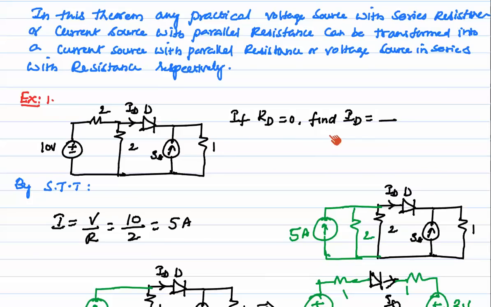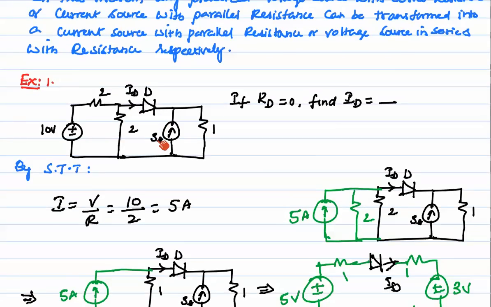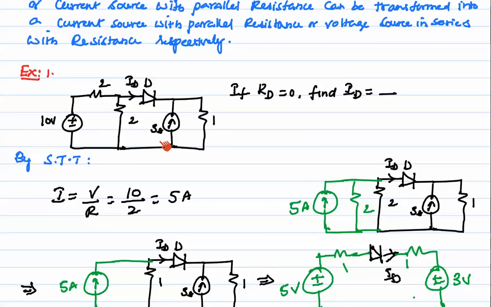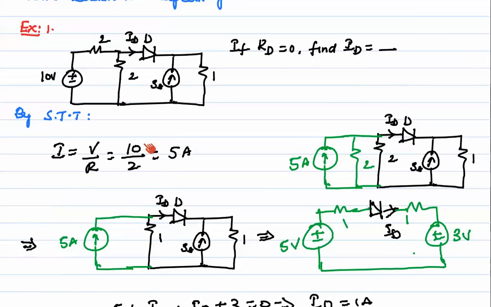If RD is equal to 0, find ID here. That means if RD, the resistance of the diode, is 0, we need to find the value of ID. In order to solve this, we are going to use the technique of source transformation. In the source transformation technique, we will transform this voltage source in series with the resistance into a current source in parallel with the resistance. If you observe here, I have transformed it.